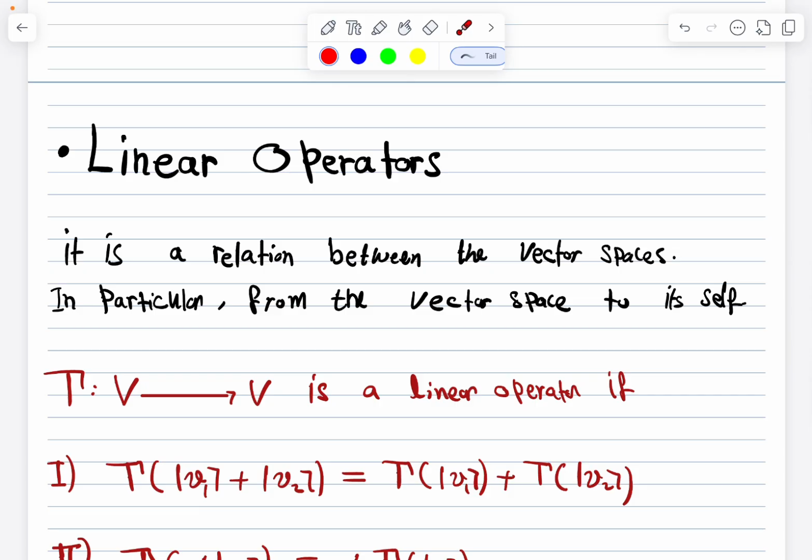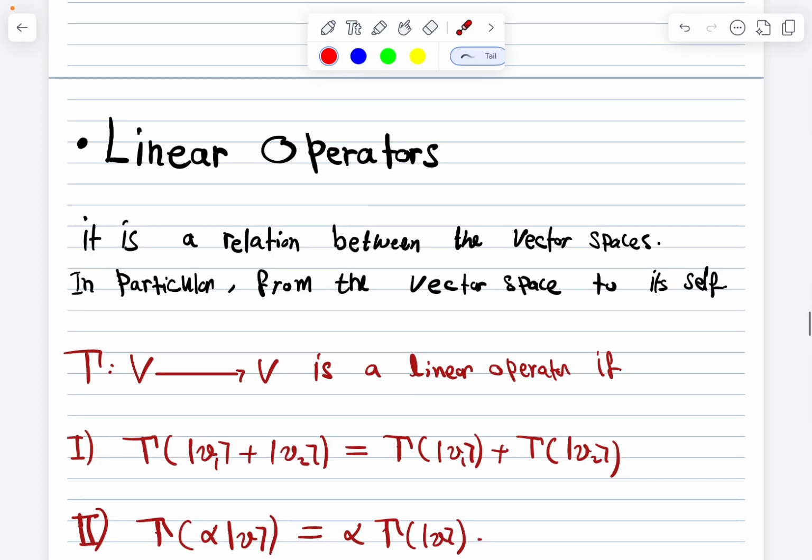Today we'll discuss, as I said in the previous video, the linear operator. Let me recap from the previous video. We said that in mathematics, if we want to study any branch of mathematics, first of all, you study the object itself, which is in our case the vector spaces. Then you study the relation between these objects, which is what we will discuss today, the linear operator. So the linear operator is a relation between the vector spaces, in particular from the vector space to itself.